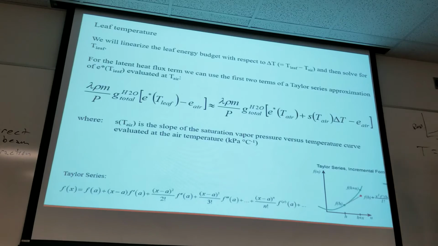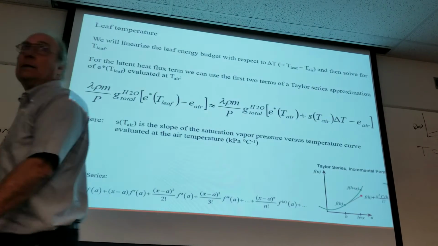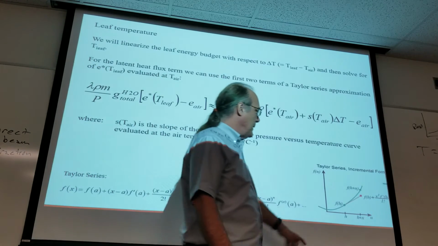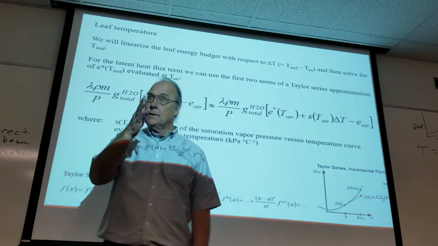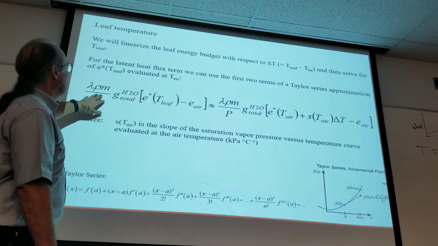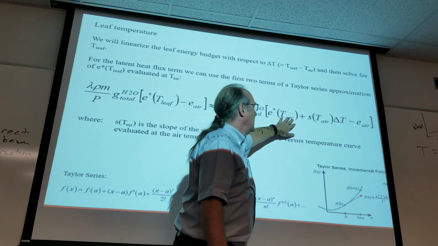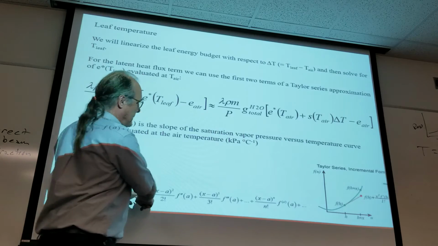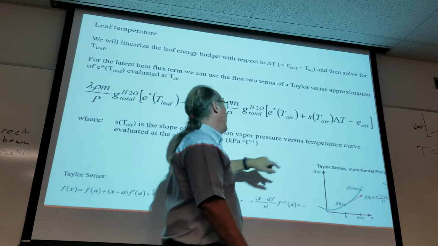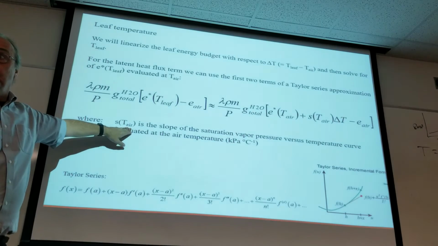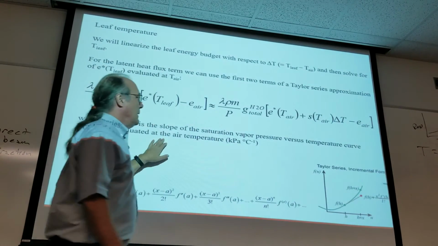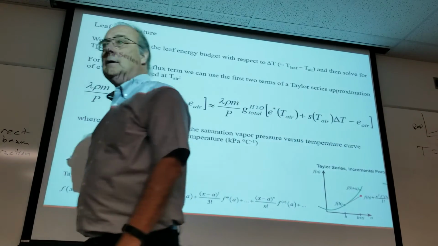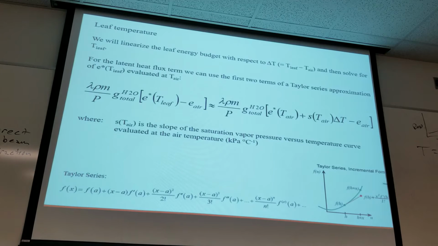We can do the same thing with the slope of the saturation vapor pressure curve. Again, we don't know what T leaf is, but we know what T air is. We can evaluate the saturation vapor pressure at the air temperature, right, that's right here. And then add this next term of the series, the first derivative, S, giving us S at T air, the slope of the saturation vapor pressure versus temperature curve, evaluated at the air temperature, times the rest of this stuff. So we're only taking the first two terms of this Taylor series approximation.